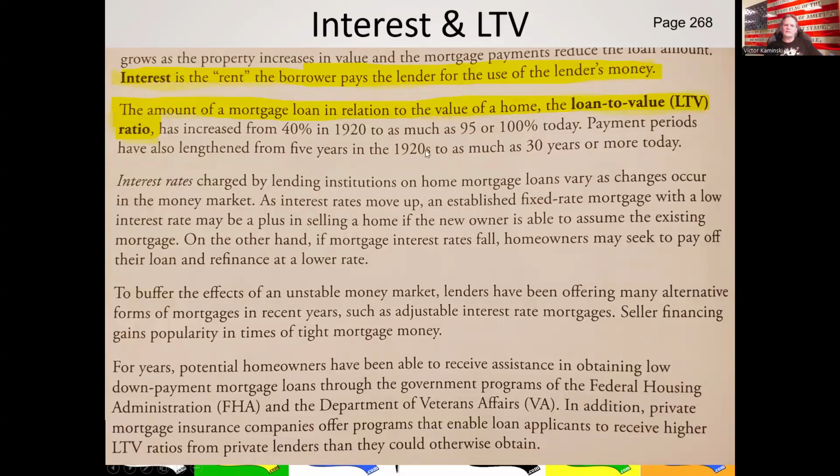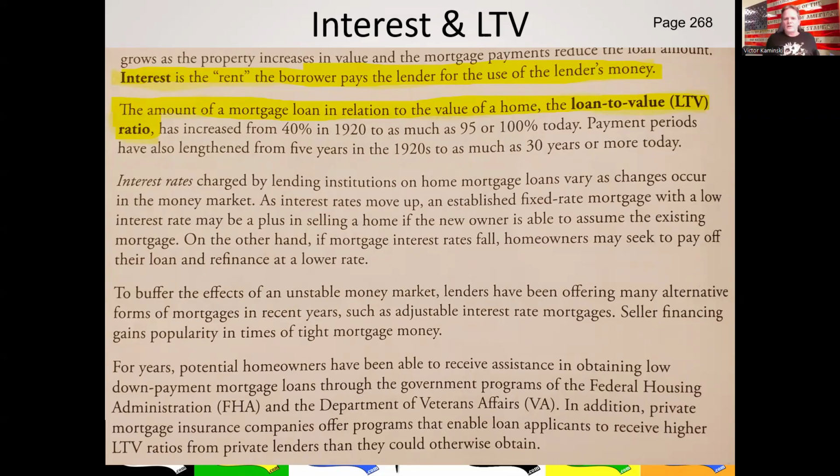So that LTV ratio has increased from 40% in 1920. Times were rough in 1920. The lender would only loan you 40%. You needed to come up with the other 60% as a down payment to get a loan to buy a house in the 1920s. Now, I know you may be wondering, how much were homes worth in the 1920s? Well, how much were people making in 1920 as well? Plus, that was the time of the Great Depression. A lot of people had trouble with jobs, and a lot of people were starving.